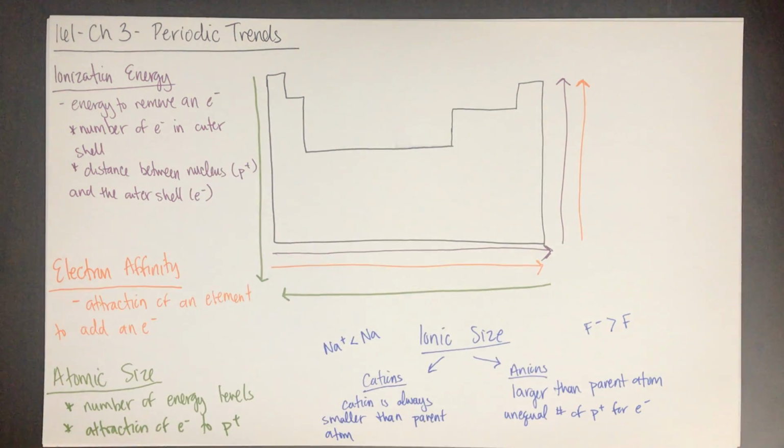So for periodic trends, I would expect you to be able to put elements in either increasing or decreasing order for ionization energy, electron affinity, and atomic size. And I would expect you to be able to tell me for ionic size, how the size of an ion compares to the size of the parent atom.